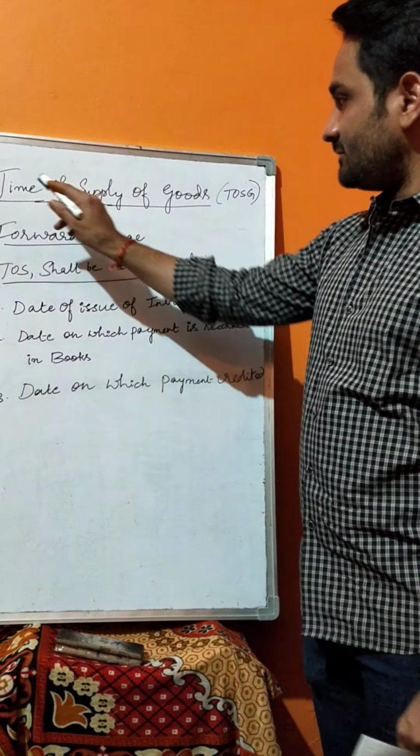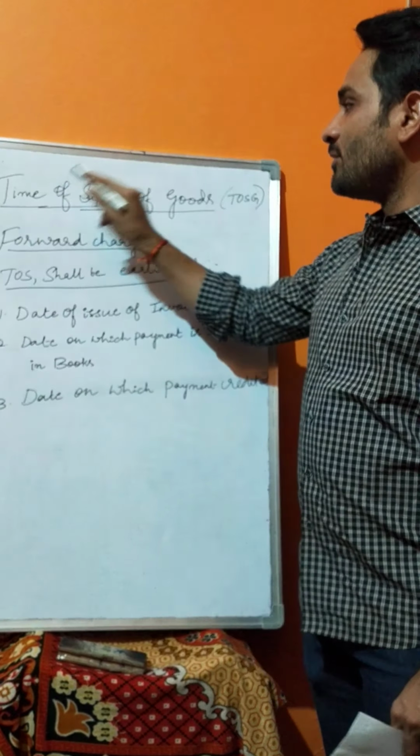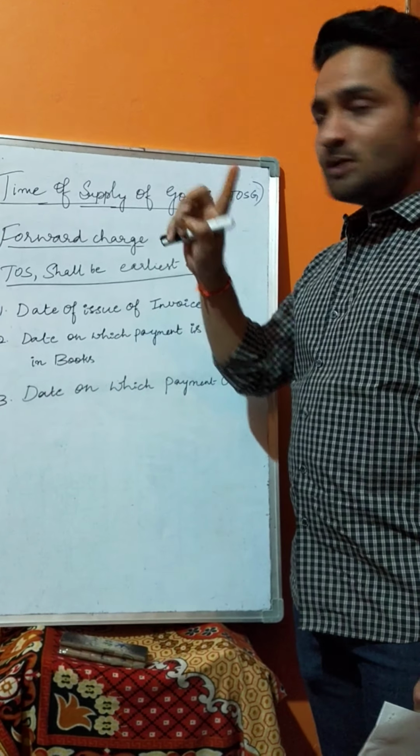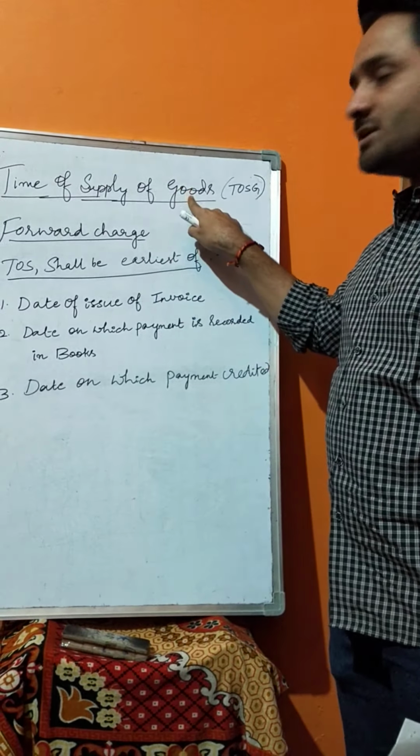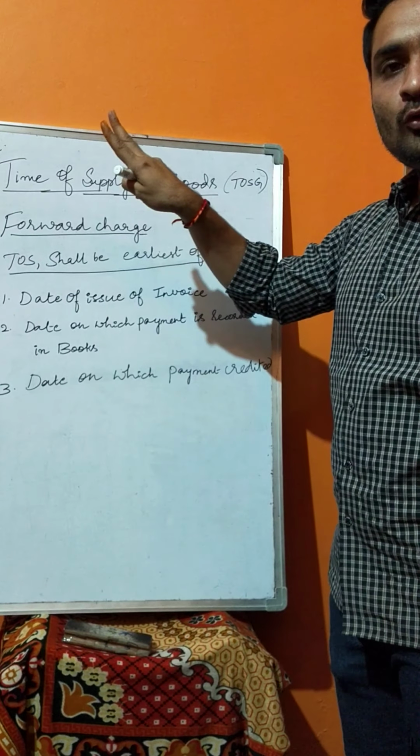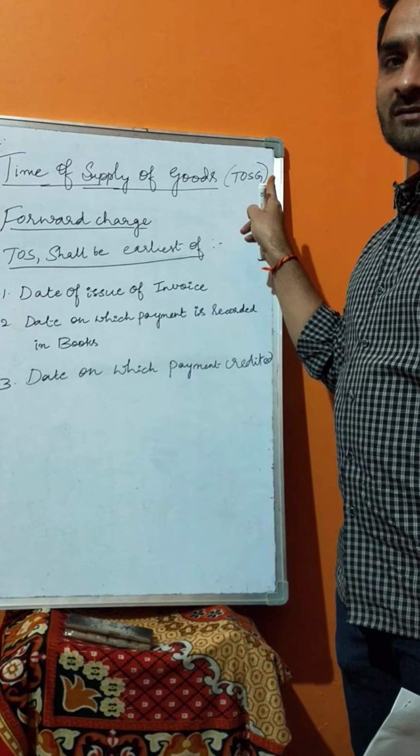Have a look into this. Here we need to learn time of supply in two cases. Roman number 1 we shall take into consideration goods. Roman number 2 we shall be taking into consideration services.